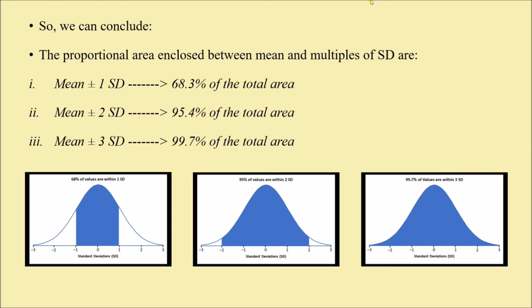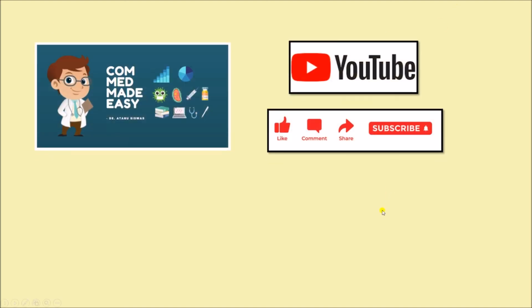So 1 standard deviation value on either side of the mean covers approximately 68.3% of the total area. 2 standard deviation on either side of the mean covers 95.4%, and 3 standard deviation on either side of the mean covers 99.7% of the total area, right? So with this, we conclude today's session on normal distribution.